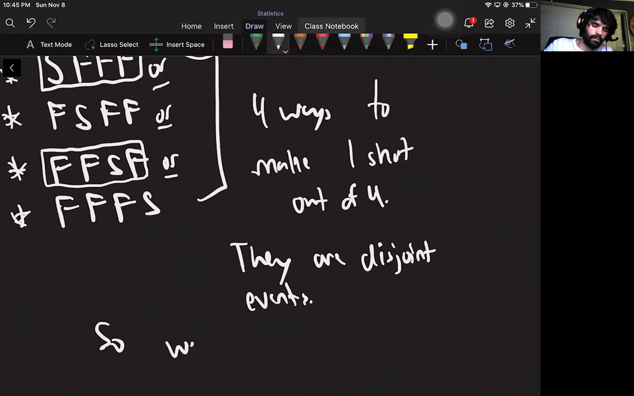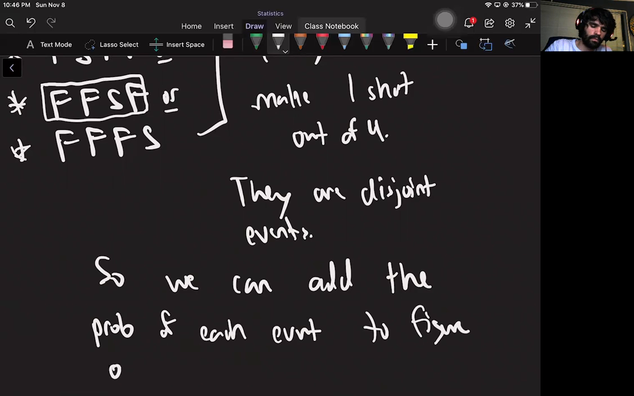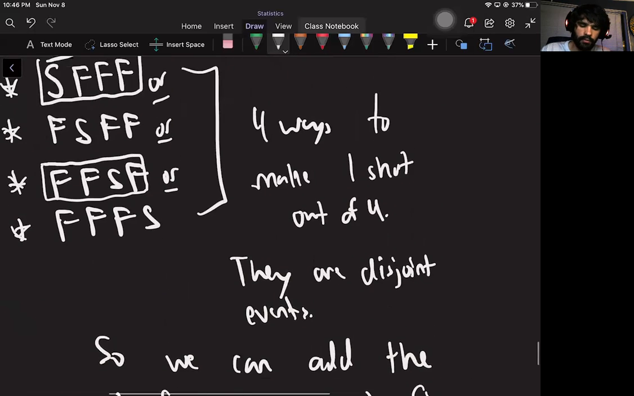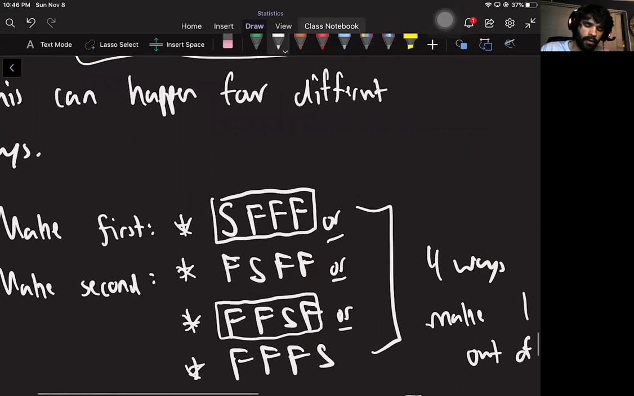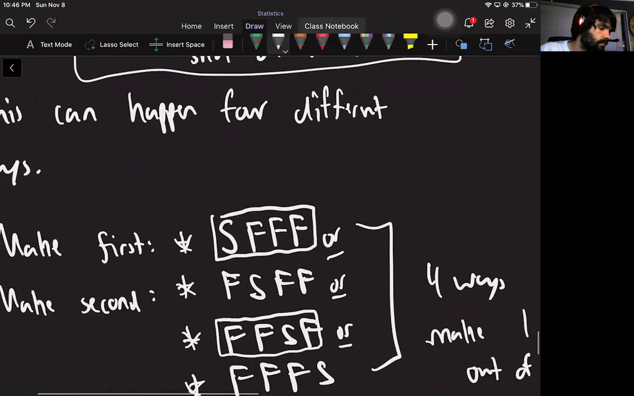So we can add the probabilities of them happening to figure out the probability of one success, because there's only these 4 ways to do it. So if I just figure out these 4 probabilities, I can add them up, and that'll tell me the probability of one success, of making 1 out of 4 tries. And this won't be so bad. Okay, so let's do it.